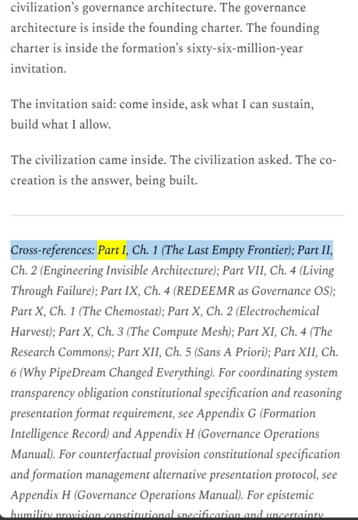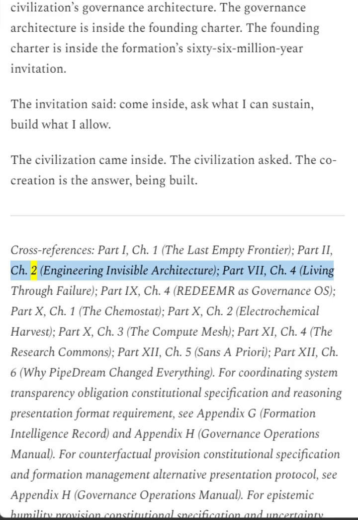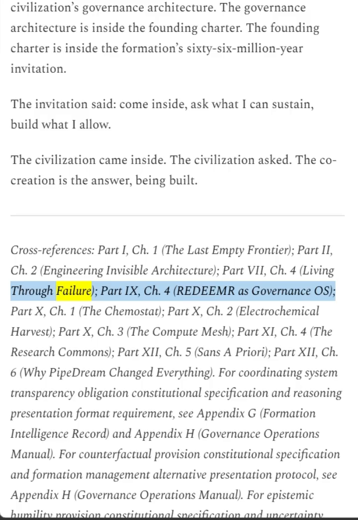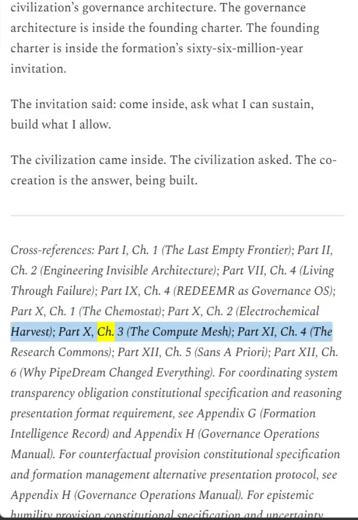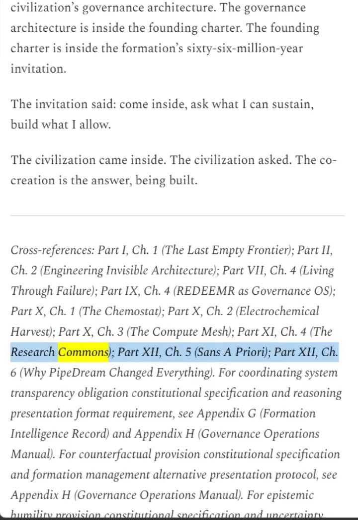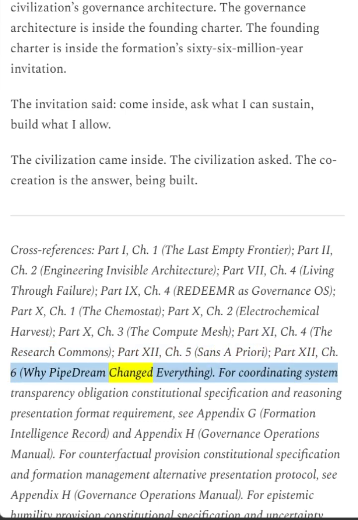Cross-references. Part 1, Chapter 1, The Last Empty Frontier. Part 2, Chapter 2, Engineering Invisible Architecture. Part 7, Chapter 4, Living Through Failure. Part 9, Chapter 4, Redeemer as Governance OS. Part 10, Chapter 1, The Chemostat. Part 10, Chapter 2, Electrochemical Harvest. Part 10, Chapter 3, The Compute Mesh. Part 11, Chapter 4, The Research Commons. Part 12, Chapter 5, Sans a priori. Part 12, Chapter 6, Why Pipe Dream Changed Everything.